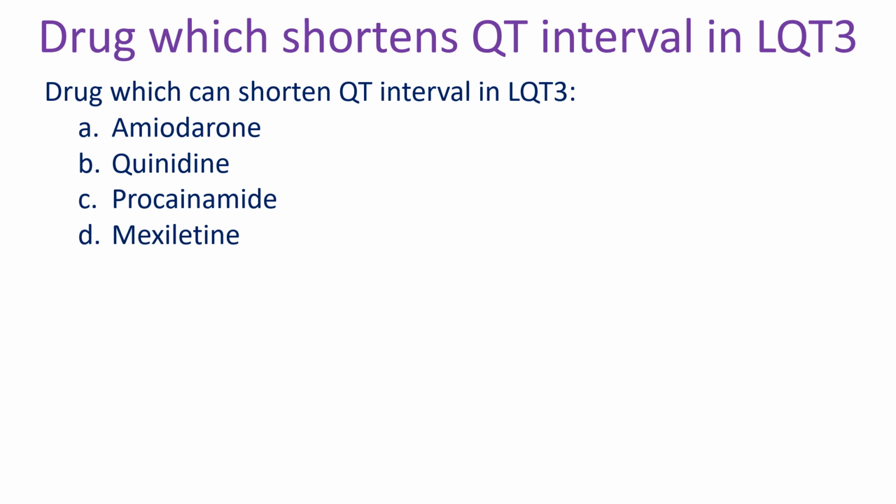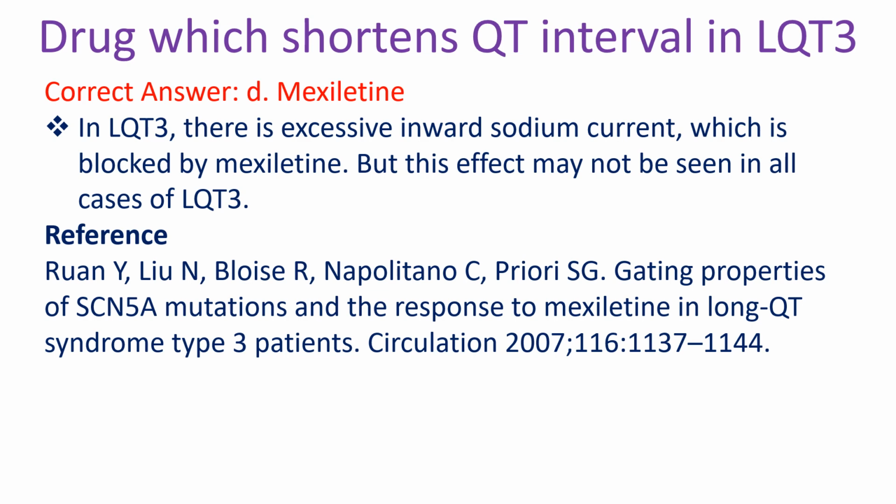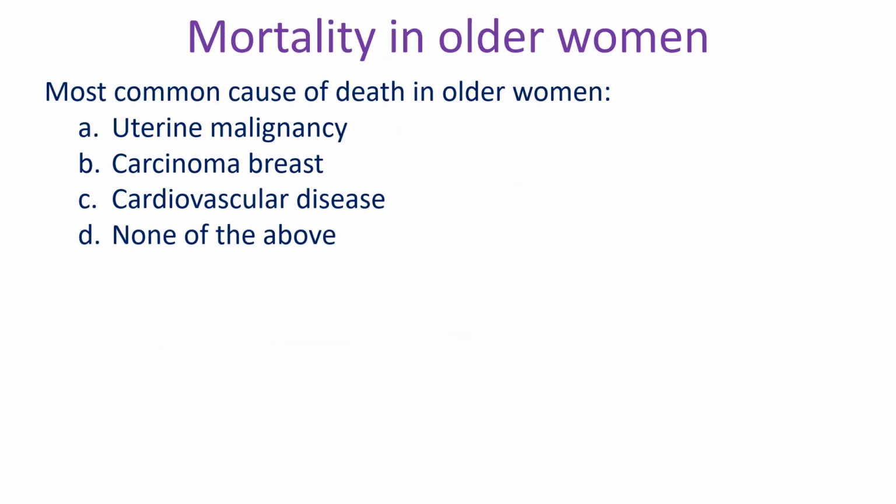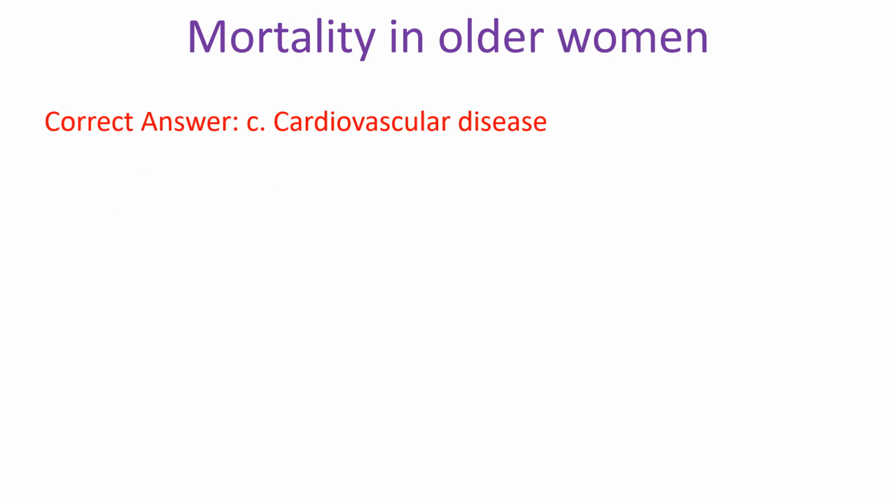Drug which can shorten QT interval in LQT3. A. Amiodarone, B. Quinidine, C. Procainamide, D. Mexiletine. Correct answer D. Mexiletine. In LQT3, there is excessive inward sodium current which is blocked by mexiletine, but this effect may not be seen in all cases of LQT3. Most common cause of death in older women. A. Uterine malignancy, B. Carcinoma breast, C. Cardiovascular disease, D. None of the above. Correct answer C. Cardiovascular disease.